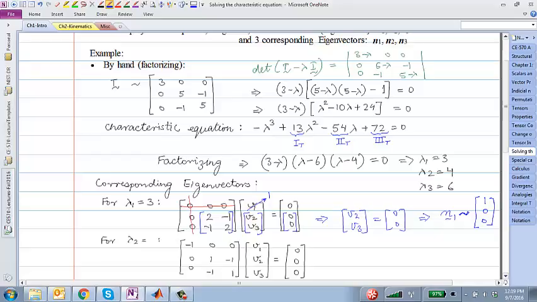So this particular tensor T takes any vector along the E1 direction and just triples its size. It does not rotate a vector in the E1 direction.